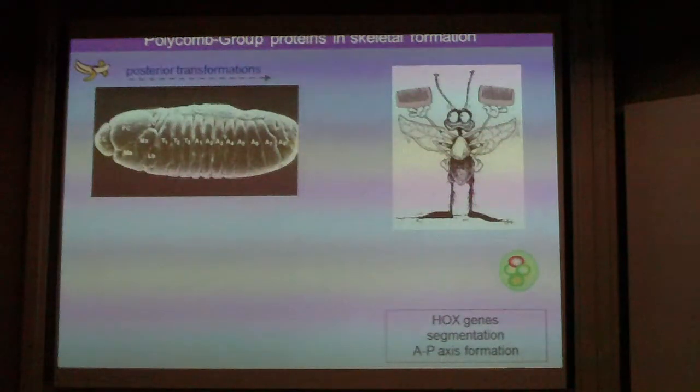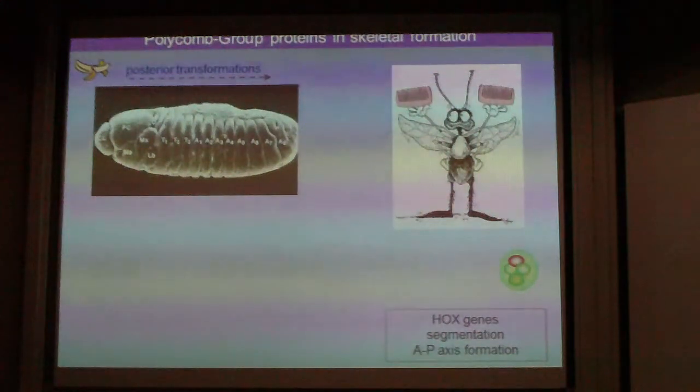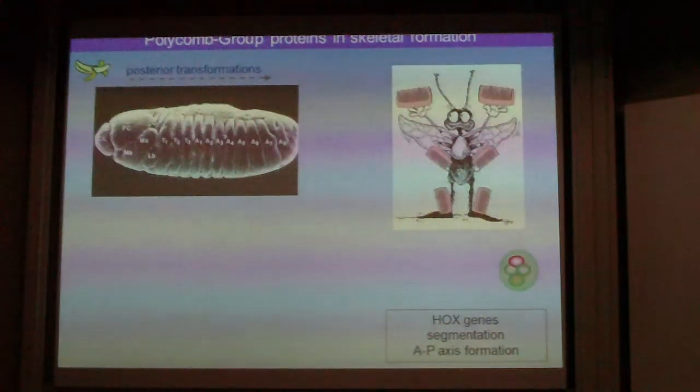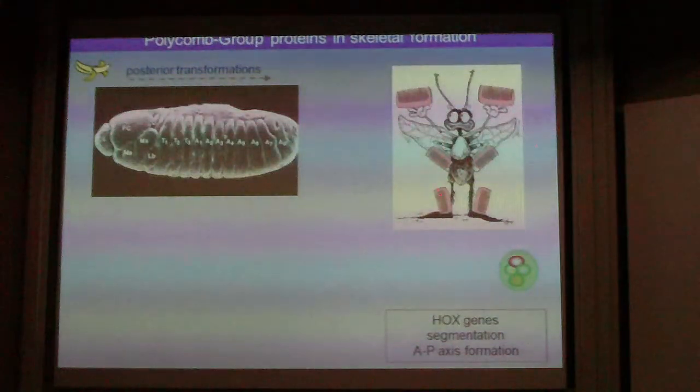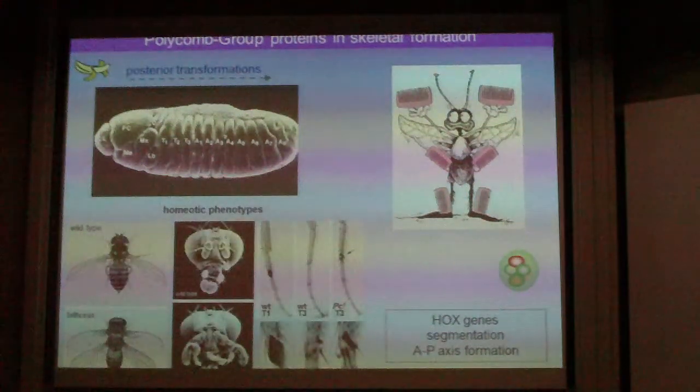Now, if Polycomb group genes are mutated or overexpressed in the fly, we get segment identity shifts because Hox genes are deregulated. In the case of Polycomb mutations, you actually get extra sex combs, and that's where the name derives from. Poly, as in too many sex combs. Easy peasy. And this is what that looks like.